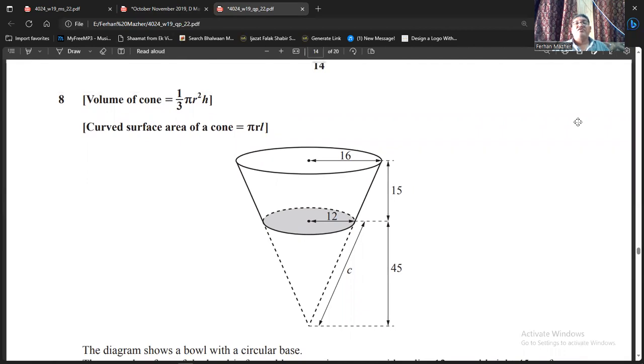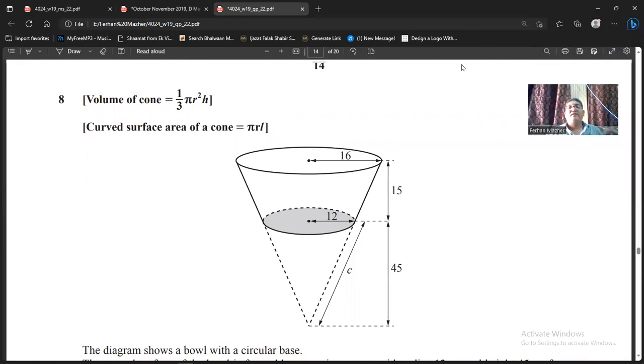So here we have question number 8. He says the volume of the cone is 1 by 3 pi r square h, and the curved surface area of the cone is pi rl. Here we have a big cone and a smaller cone. The radius of the big cone is 16, the radius of the smaller cone is 12, the height of the bigger cone is 60, and the height of the smaller cone is 45.